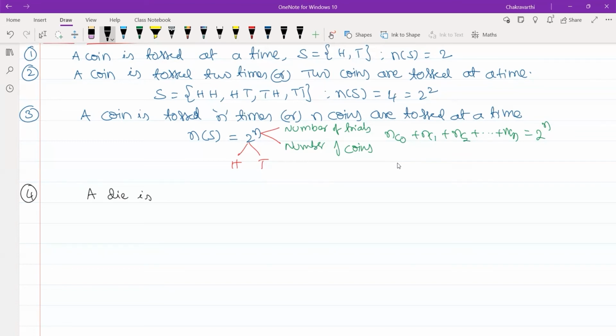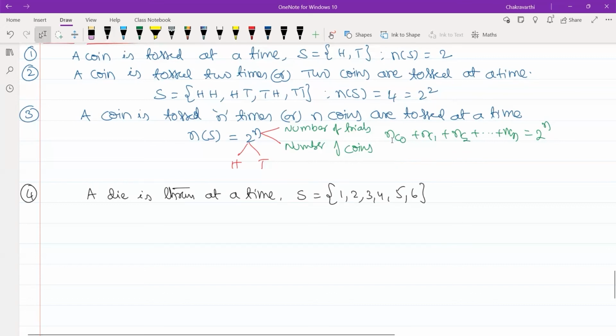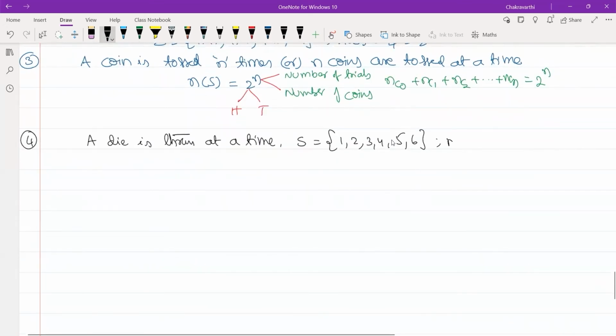A die is thrown at a time. The sample space will be 1, 2, 3, 4, 5, 6. N of S is equal to 6. A finite sample space, discrete sample space. Remember this one: the sample space is finite and discrete.